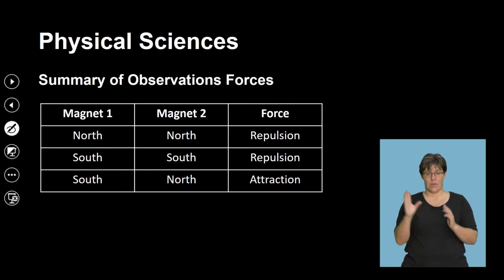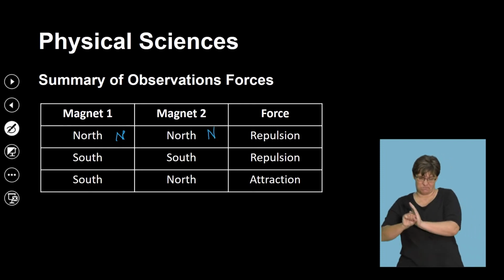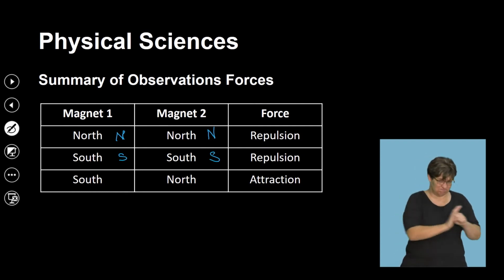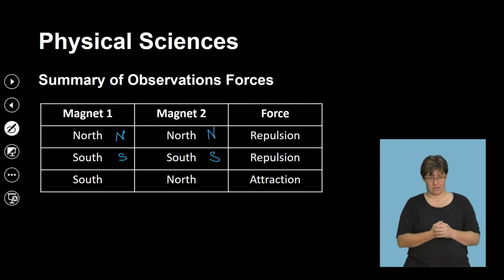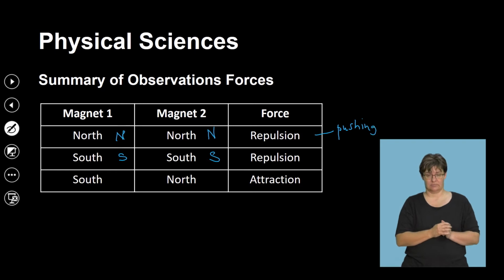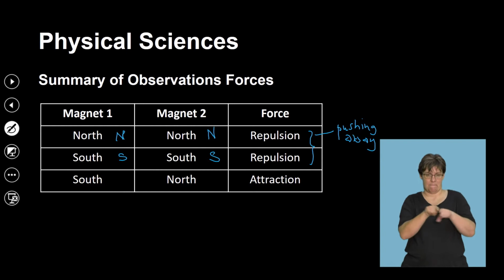Now, magnet 1, if we had the north and north, okay? So this is north and north. The force is repulsion. What about if we had south and south? The force is repulsion. And in both cases, repulsion, we're saying, is pushing away. This is what we'd observe, okay? So this is pushing away. These two are actually pushing away because these are like poles.